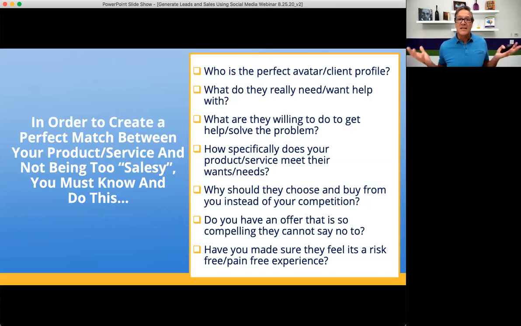You have to create a needs analysis for that person. What are they willing to do to get the help and solve the problem? Are they willing to invest time? Are they willing to invest money? Are they willing to upgrade their knowledge and their skills? Like, what are they willing to do? Then, how specifically does your product or service meet their wants or needs? You need to write down specifically, here's how my product or my service helps their wants and needs, all right?